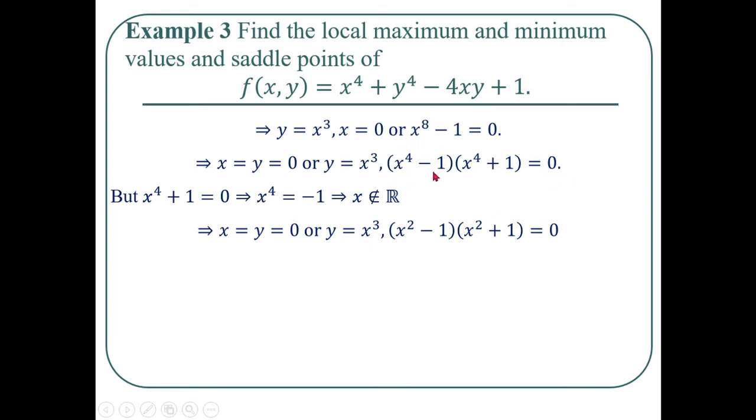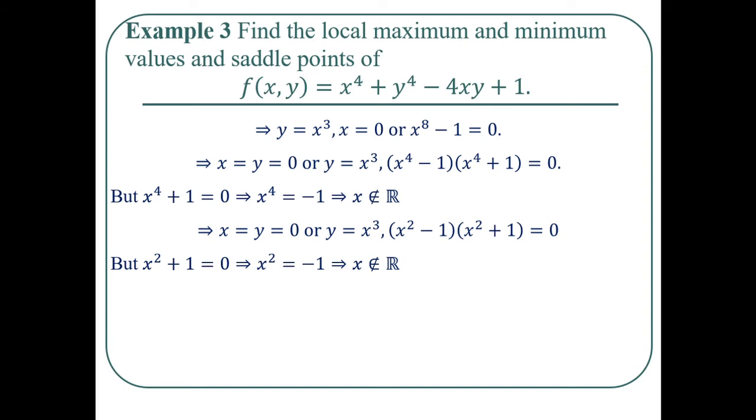Again, x raised to 4 minus 1 can be factorized as (x square minus 1) into (x square plus 1) is equal to 0. Again, in this product, at least one of the factors is 0, but x square plus 1 cannot be 0, because x square plus 1 equal to 0 implies x square is equal to minus 1, which is not possible for any real value of x.